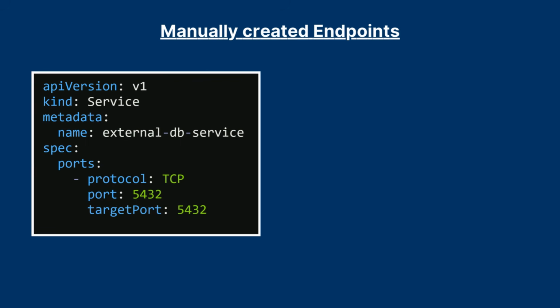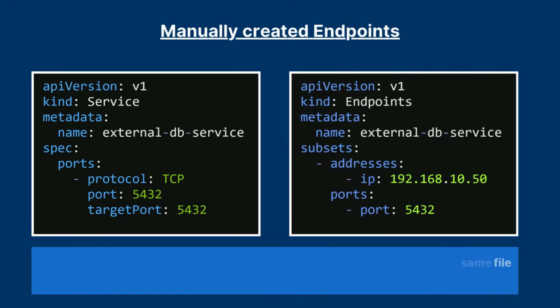So now let's understand what happens if we have no selector in the service. We create a service without a selector. Notice that there's no selector field here. Because of that, Kubernetes has no way to know which pod this service should send traffic to. So Kubernetes will not create the endpoint automatically. We manually create the endpoint object.